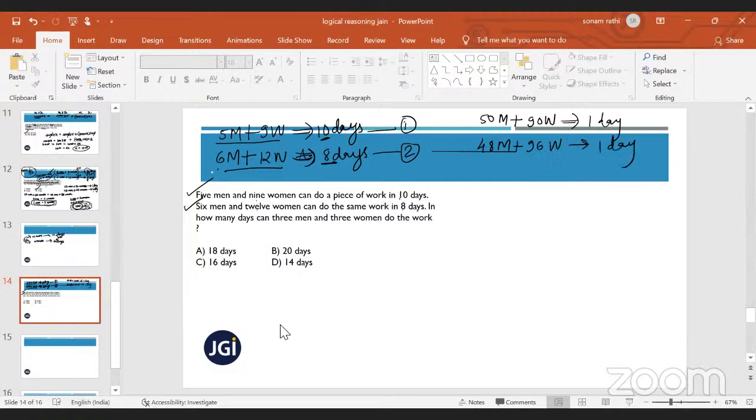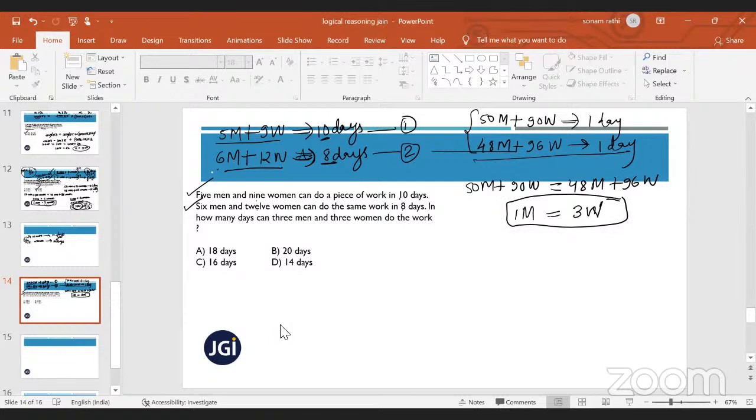Okay, so this should always be my first step. Write both the equations and reduce them to one day. Now since both are equal to 1, I will equate them. So 50 men plus 90 women is equal to 48 men plus 96 women. Okay, so from here 1 man is equal to 3 women. Okay, this much I got.